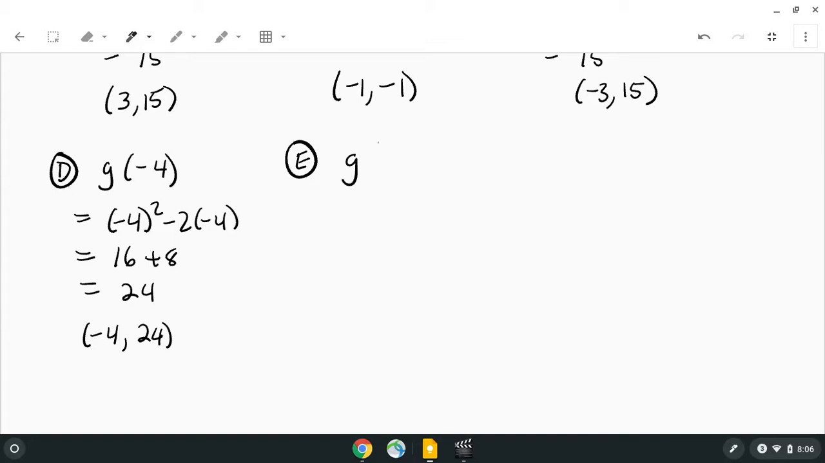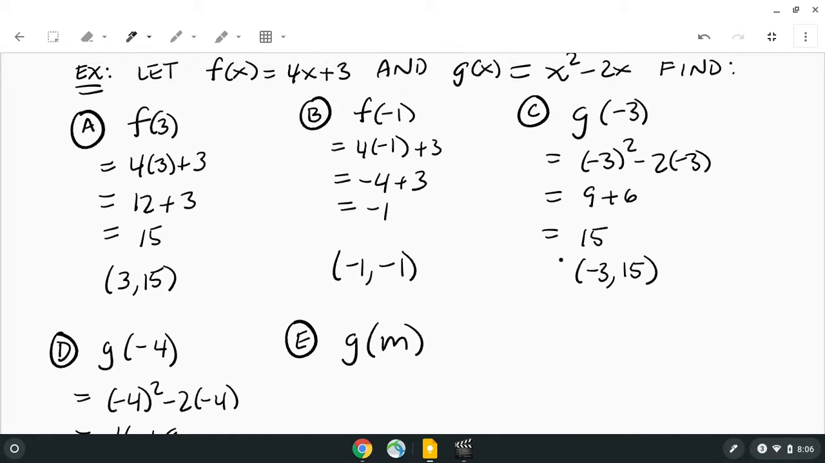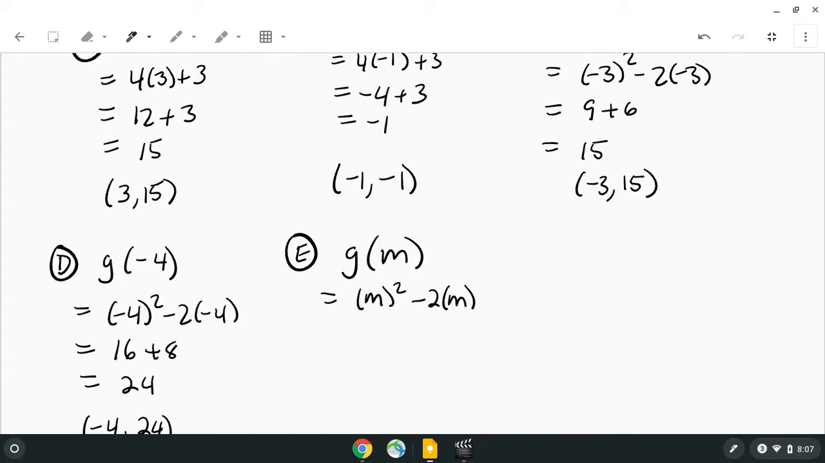Suppose I want you to find g of m. Then that means you have to replace the x with this. Well, what is this? It's m. So we're going to replace the x's with m. So we get m squared minus 2 times m. And can't really do anything with it, so we just keep it as is, m squared minus 2m. Nothing really exciting there.